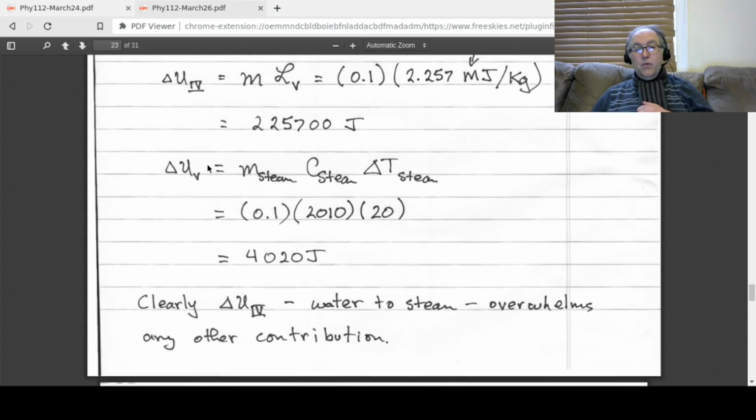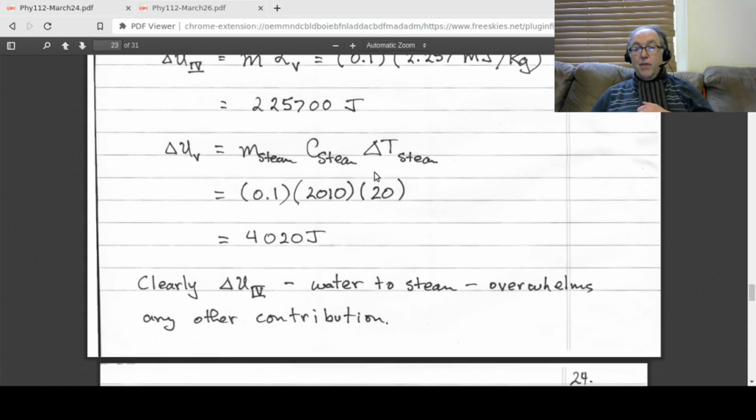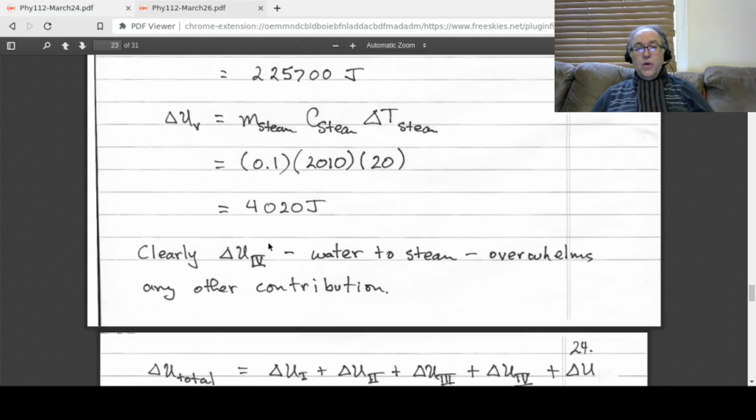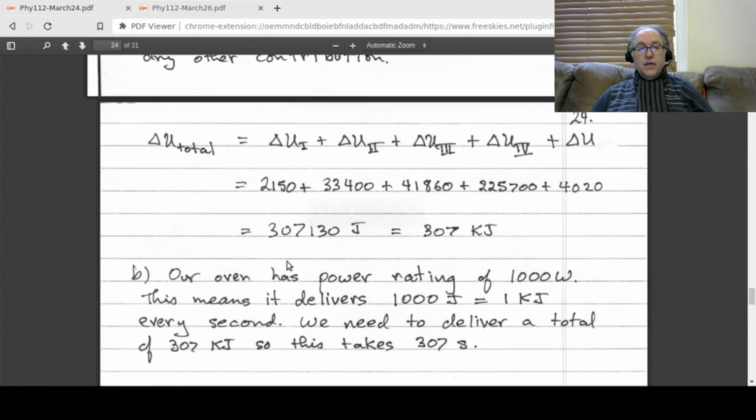All right, and then we're still not done, because now you want to heat up the steam from 100 to 120. So you have 0.1 kilograms of steam. Specific heat of steam is 2010, and the temperature change is 20 degrees, because you're going from 100 to 120, and that's going to require 4,020 joules. Okay, so add them all up, and you get your total. Your total is 307,130 joules, or, rounding off, 307 kilojoules. So that's how much energy it would take, 307 kilojoules of energy, to get that ice from negative 10 degrees Celsius to steam at 120.